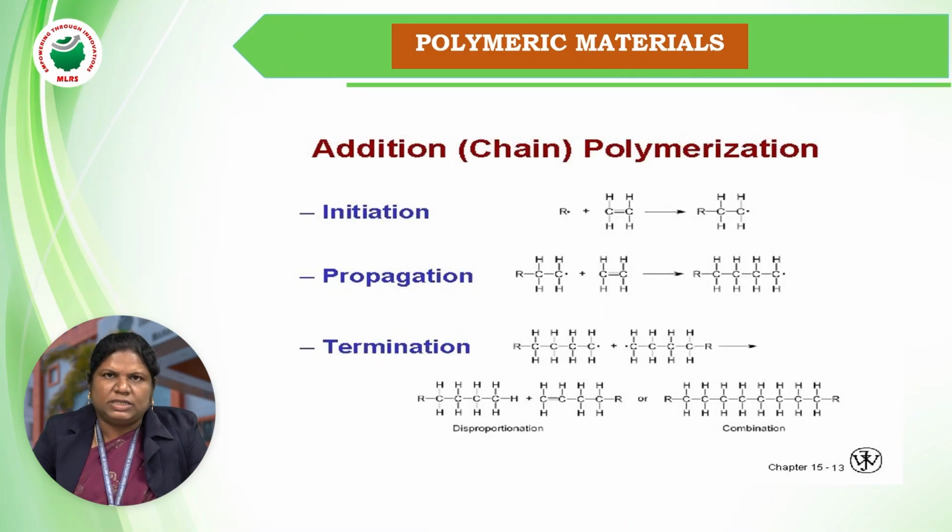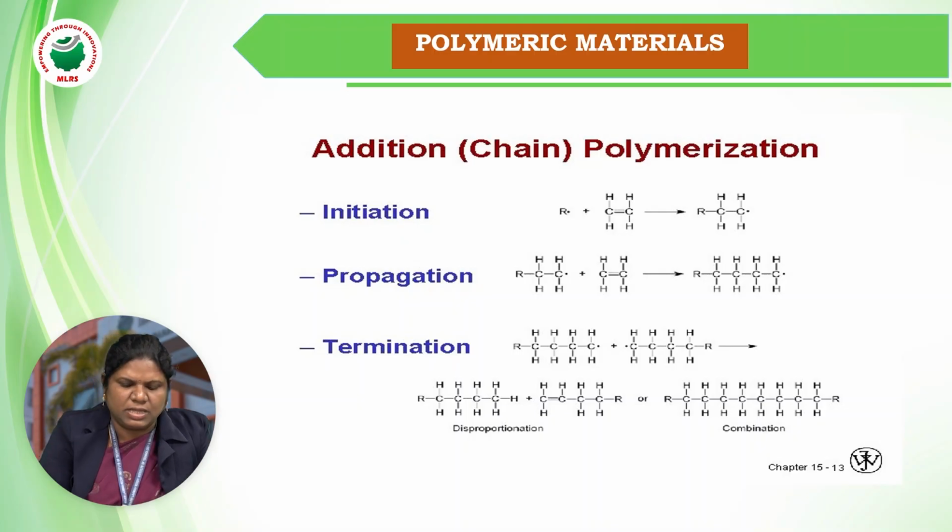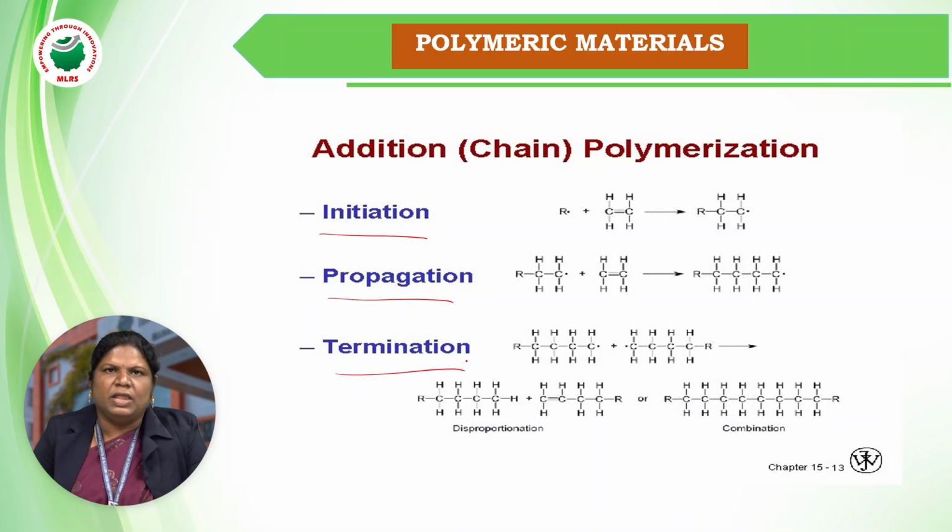An addition polymerization reaction occurs in three steps. The first step is initiation, the second step is propagation, and the third step is the termination reaction. First, the initiation step. The name indicates that it is the step in which the reaction will be initiated.